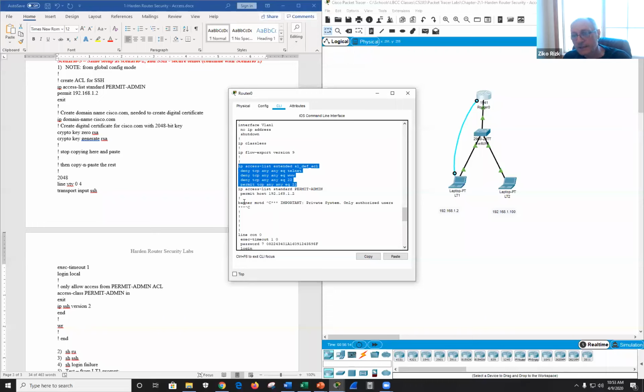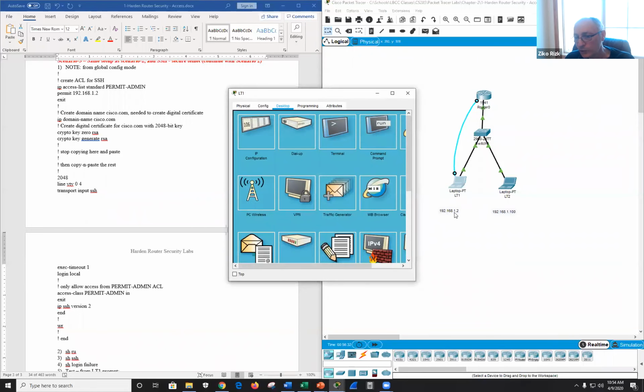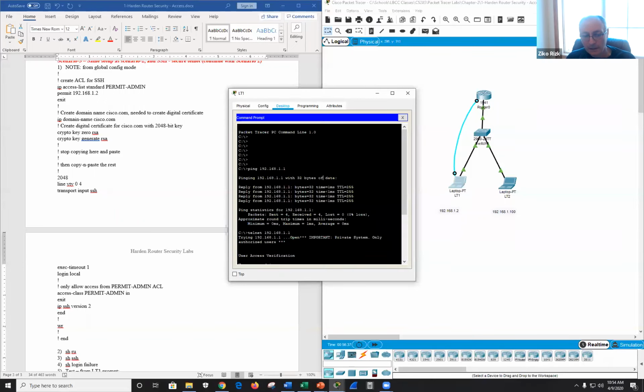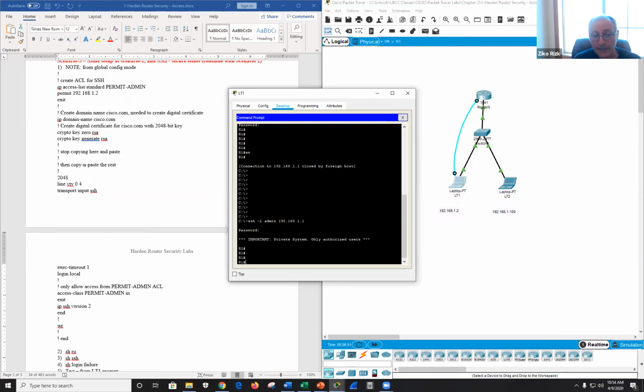And of course, if you're a system administrator, there is always a way for the system administrator to access. So there's a way to work around the quiet mode. But I wanted to highlight the ACL that enforces the quiet mode. So let's come here and test it. Win2 is the only computer that is allowed SSH permission. SSH -l admin 192.168.1.2, and the password is Cisco12345, and I'm in.